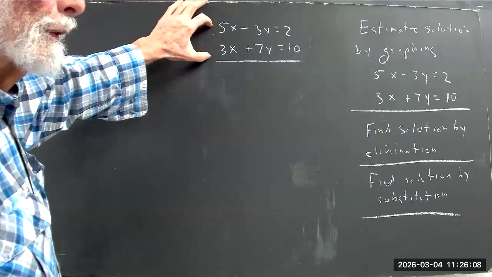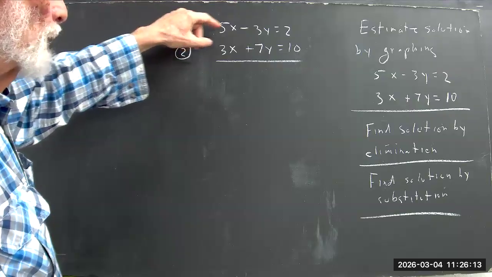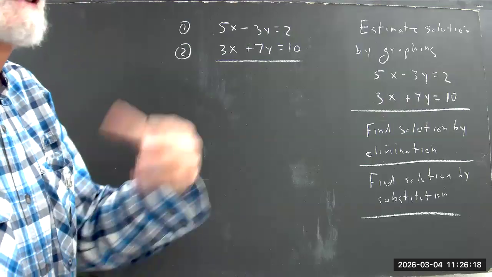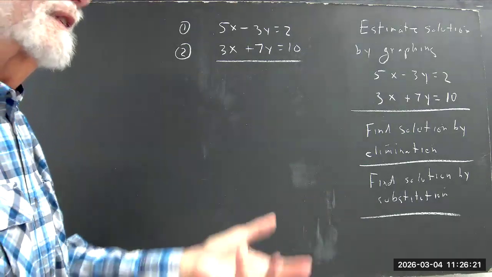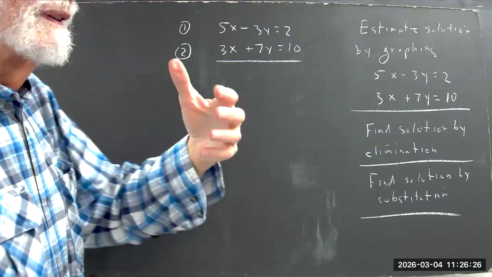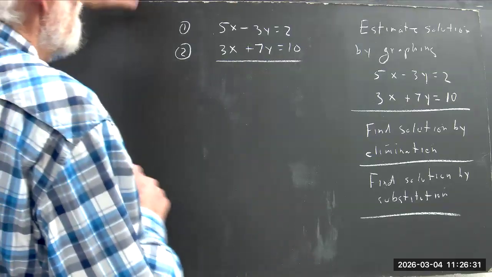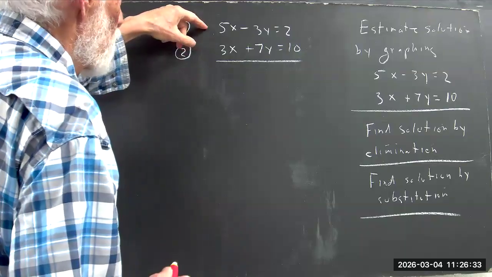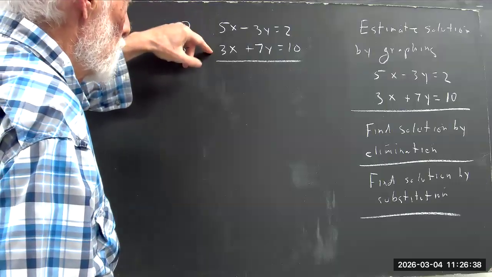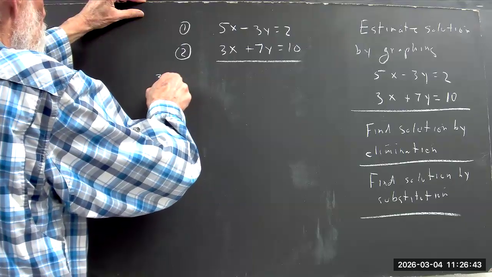Everybody chose to eliminate x, and some people wanted to multiply the first equation by 3/5. Okay, that works, but it puts you into fractions, and wherever possible you want to stick with whole numbers, integers. So instead of multiplying the first equation by negative 3/5, which would allow us to eliminate the 3x, we multiply the first equation by 3.